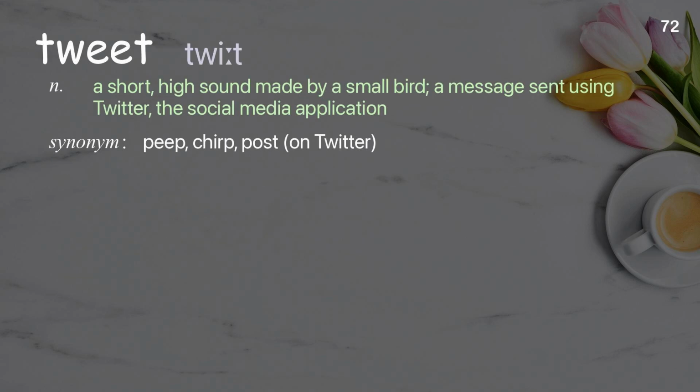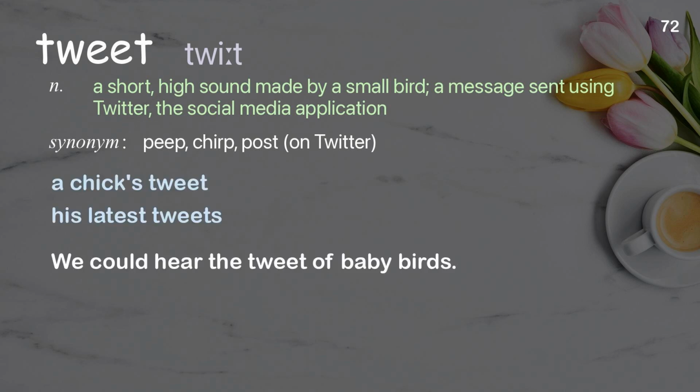Tweet: A short, high sound made by a small bird, a message sent using Twitter, the social media application. Examples: A chick's tweet. His latest tweets. We could hear the tweet of baby birds.